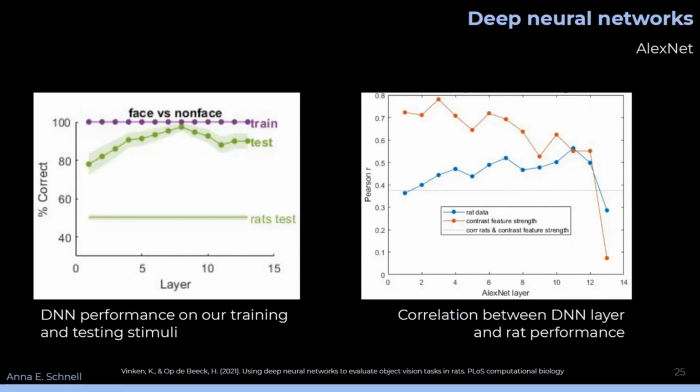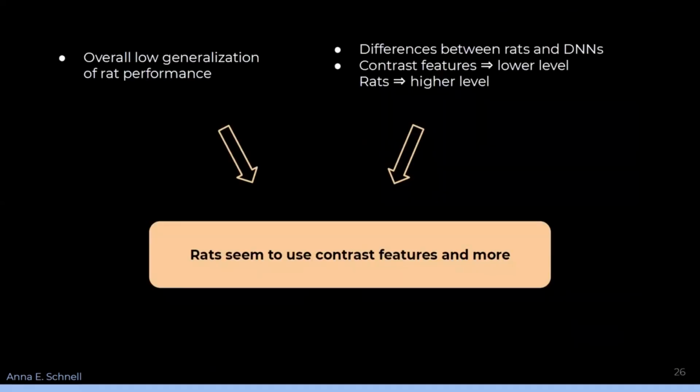When correlating the performance for single target distractor pairs between single neural network layers and the rat performance, we find that earlier layers indeed show some correspondence to the contrast model, whereas the higher layers show more similarities to the rat performances. Taking the results of our behavioral study and this computational part into account, it seems that the animals use contrast features, but that there is something more to their vision which we cannot explain with that model, and that is captured by later layers in a DNN model.